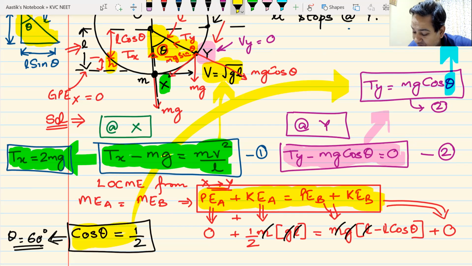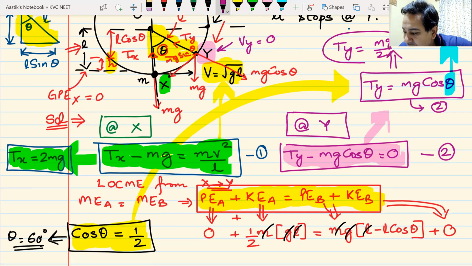From here, if I transfer the value of cos theta from there to here, I will get the value of tension at the point Y, and tension at the point Y would be coming as mg divided by 2. And that finishes my question in its entirety.